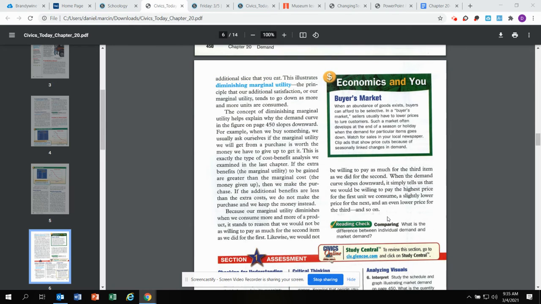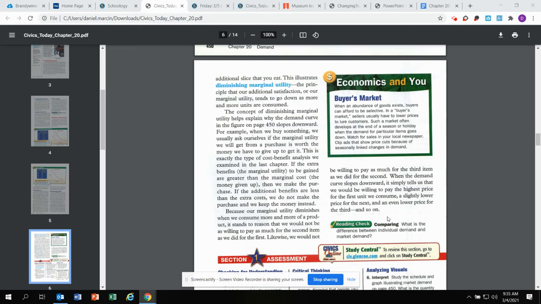The concept of diminishing marginal utility helps explain why the demand curve in the figure on page 450 slopes downward. For example, when we buy something, we usually ask ourselves if the marginal utility we will get from a purchase is worth the money we have to give up to get it. This is exactly the type of cost-benefit analysis we examined in the last chapter. If the extra benefits, the marginal utility to be gained, are greater than the marginal cost, the money given up, then we make the purchase.